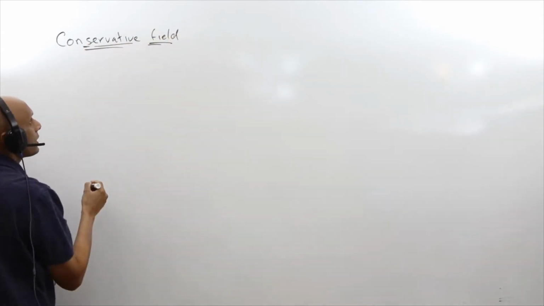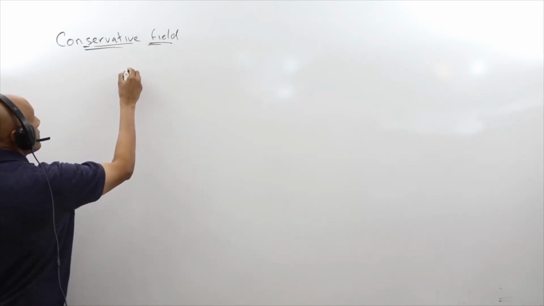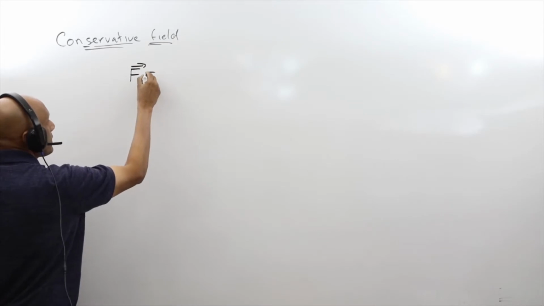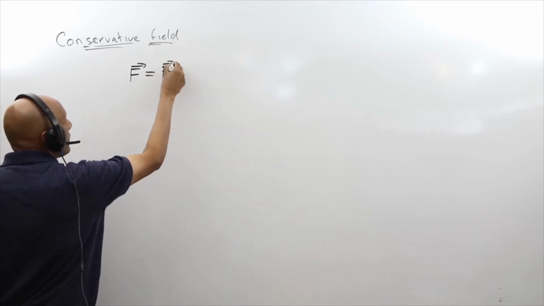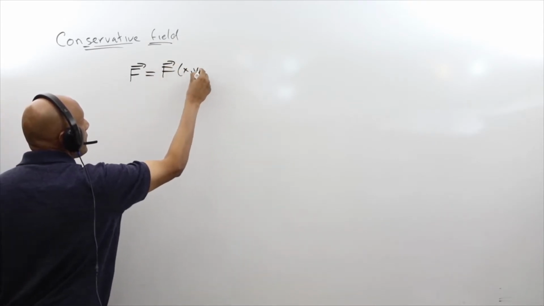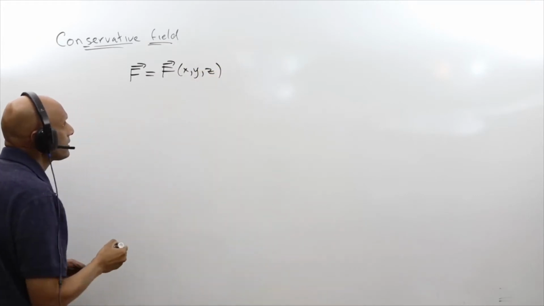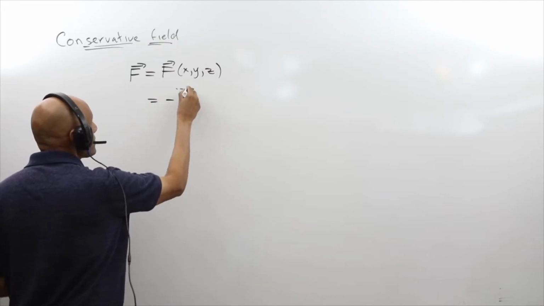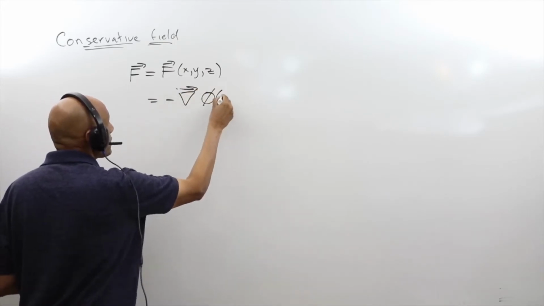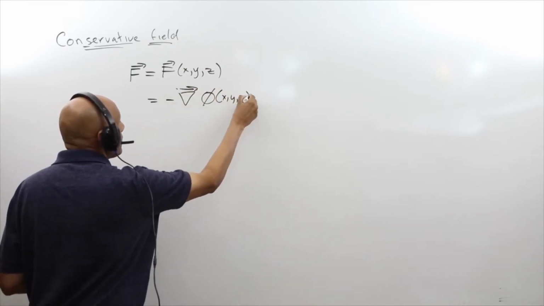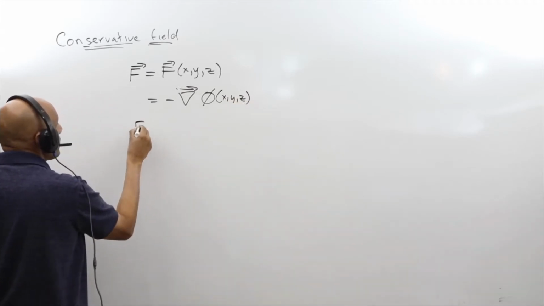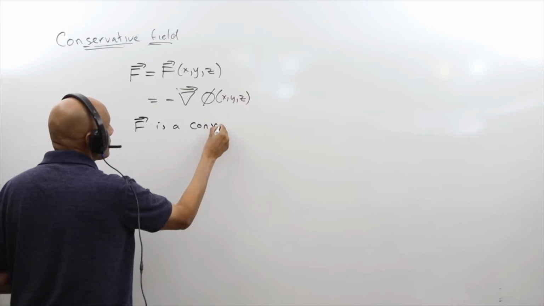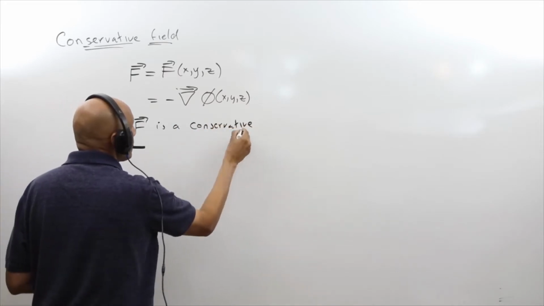And specifically, I'm looking at a force field. So a conservative force field is one where we can construct a force field F, which is a function of x, y, and z. So it is a vector field. And if I can write it in terms of the gradient of some scalar function, then we say that F is a conservative force.